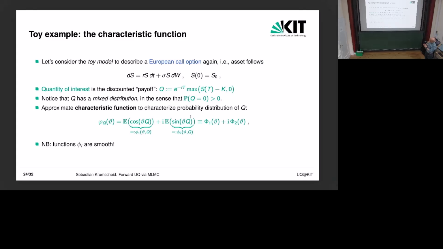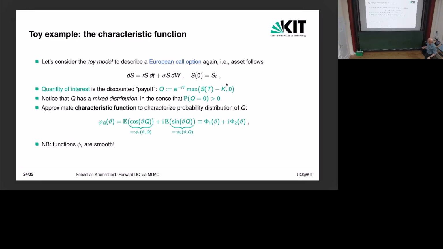We have seen some SDEs yesterday. We will look into this very simple SDE in one dimension. We now take the solution, which is a model for a stock price, and compute a certain payoff, the quantity of interest Q, given by this formula here. The first observation is that this is a random variable, of course, but it has a mixed distribution, in the sense that it has an atom at zero and then a continuous part.